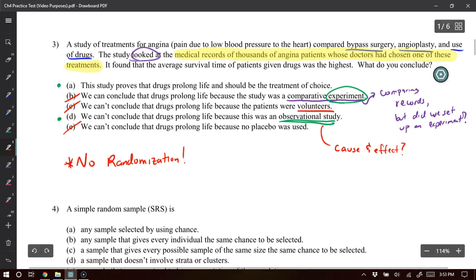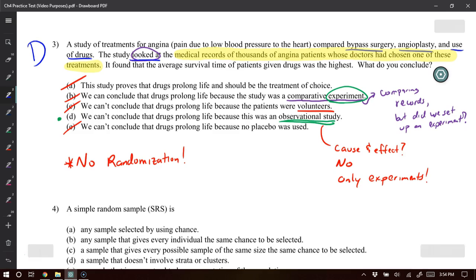We know for sure it was an observational study. And can we conclude cause and effect? No. The only thing that can conclude cause and effect is well-designed experiments, which means the answer is D. We knew it was an observational study because he looked at the records.